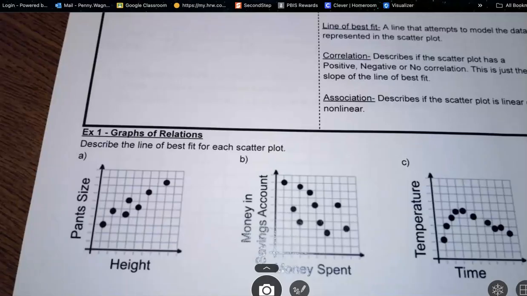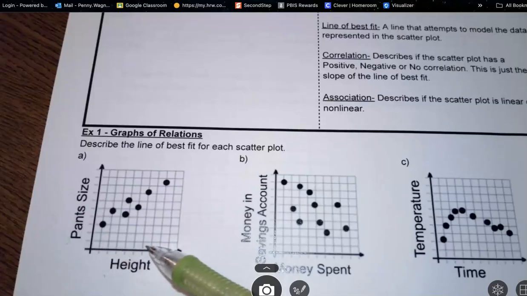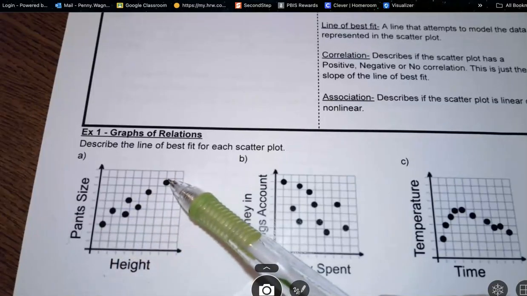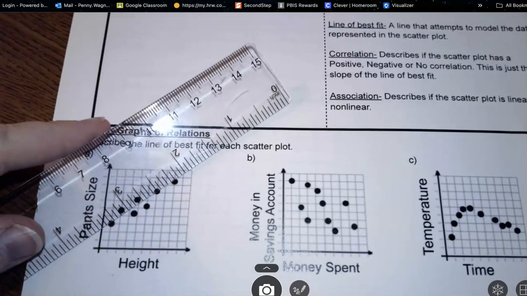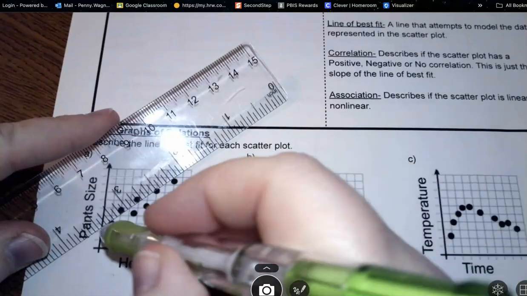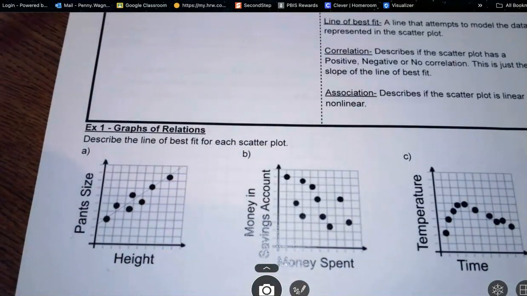So if I'm looking at A, I see that pant size is my Y values, the height is my X values, and as it increases in height, the pant size also increases, so both of them are increasing. So this is a positive association. If I were to draw a line, I would draw it down through the middle of this, and so it would have a line similar to that. And so it would be a positive sloped line.